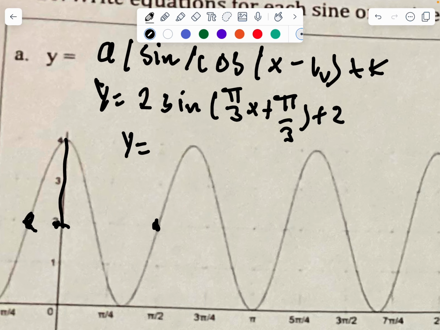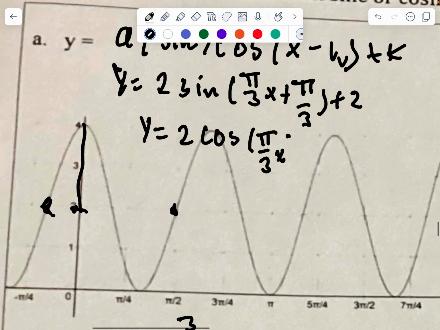So, cosine's going to look pretty similar. Same b value. Shift's going to be no shift on this one because cosine starts right there. And it's going to be plus 2 as well.